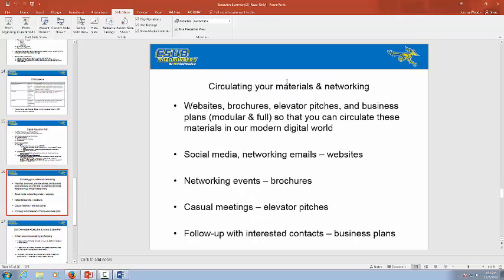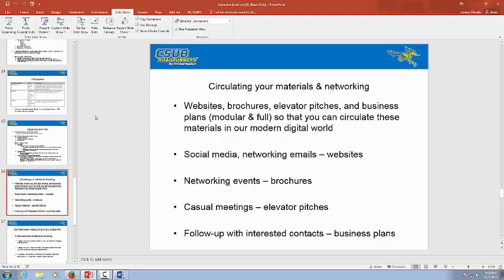Finally, circulating your materials and networking. Websites, brochures, elevator pitches, and business plans. Each of those is important for getting out there and networking with potential investors.